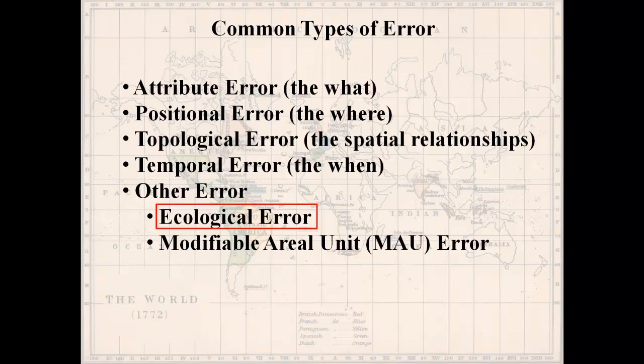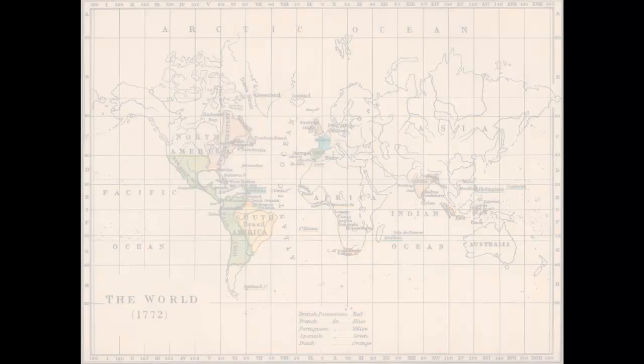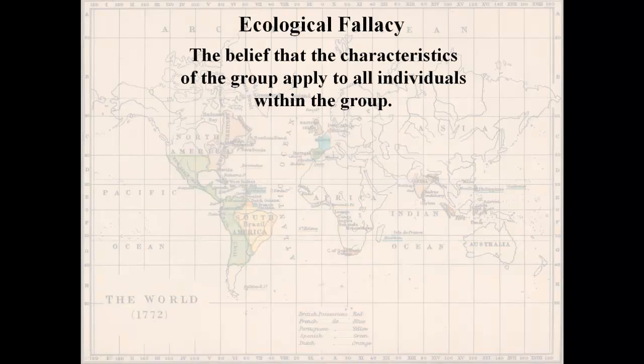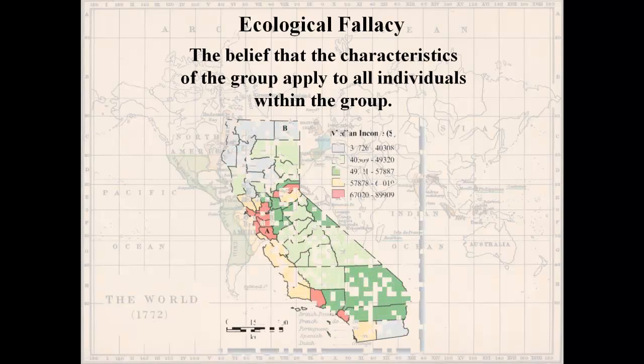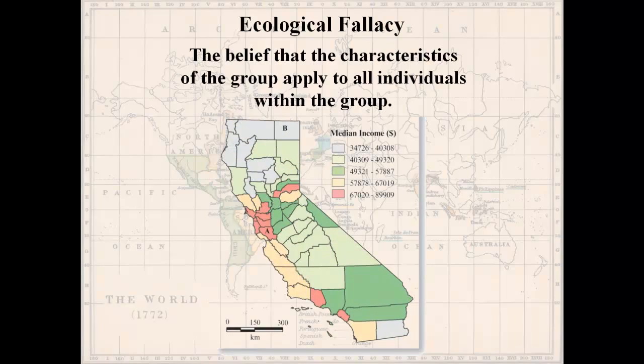end. First one is the ecological fallacy. So what the heck is that? It's the belief that the characteristics of the group apply to all the individuals within the group. So here's an example. Now this map has a couple of issues with it, but first I'll talk about the ecological fallacy aspect of it.